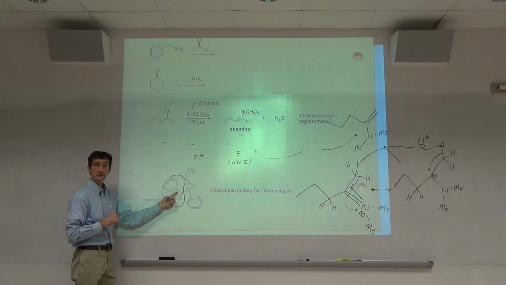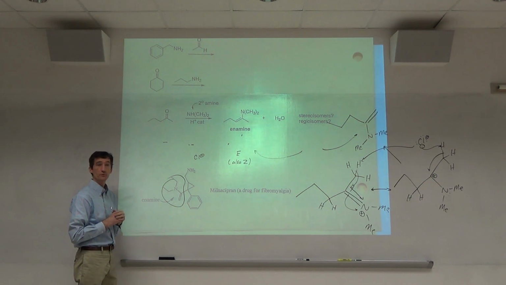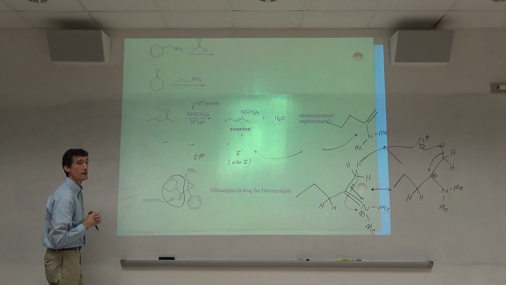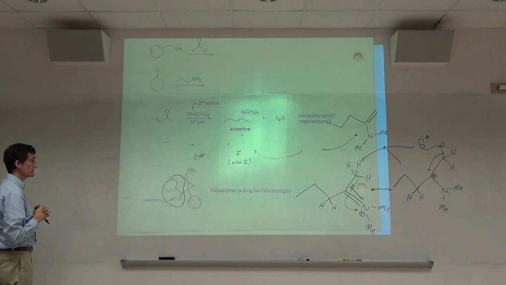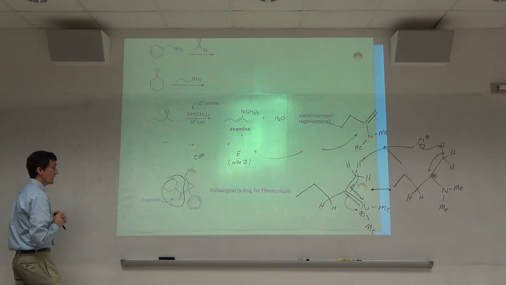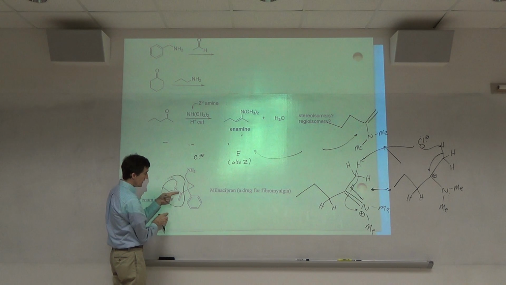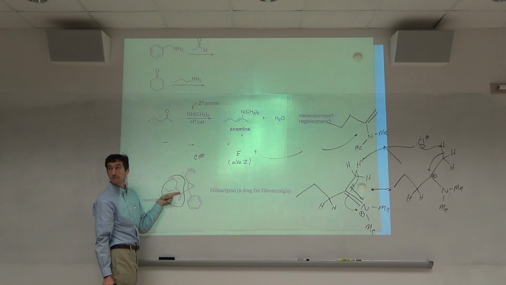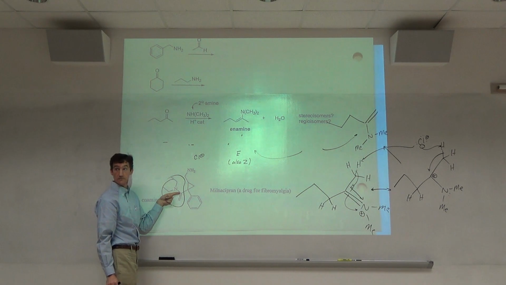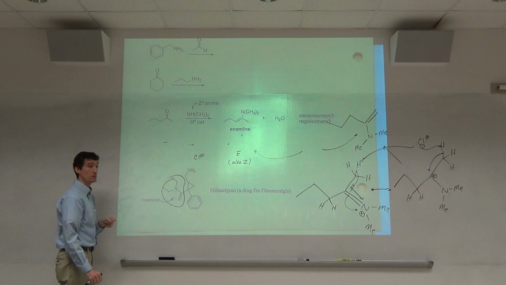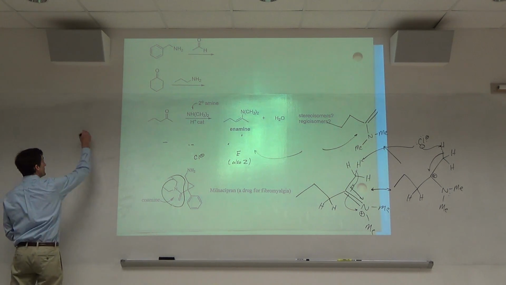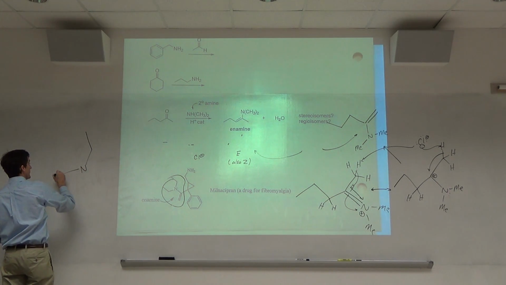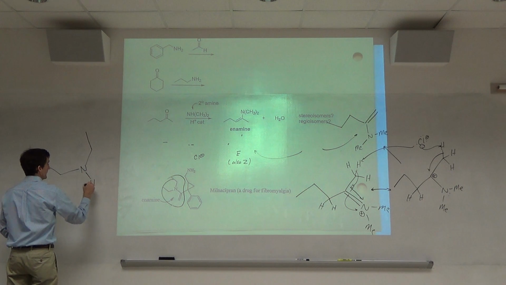How would you make this enamine? What two compounds would you use to make this? What two reactants? The nitrogen and the carbon on. The carbon was originally what? Carbonyl. Enamine is an aldehyde ketone derivative. Show the carbonyl, show the amine. Well, the amine would just be that.